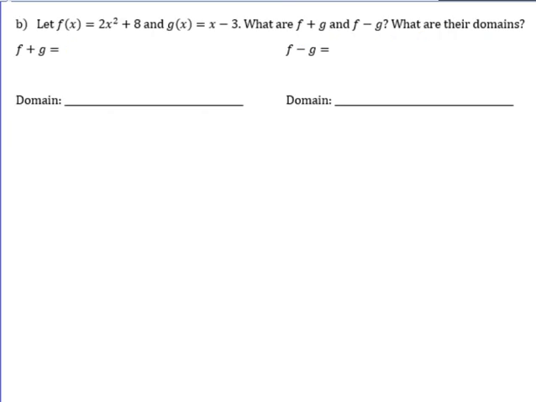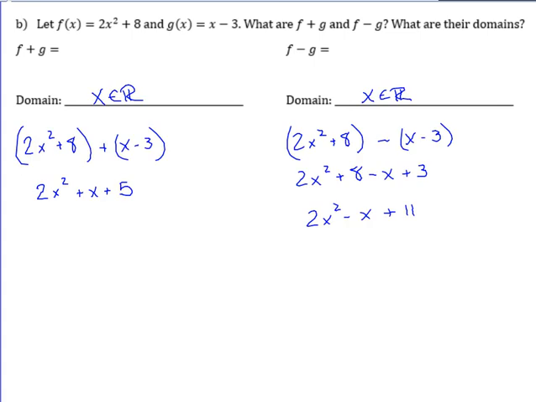Okay, so here's the second example. I want you to pause here and give this a shot on your own. Okay, so there's your solutions for this example. And the domains here are both x is an element of the real numbers because there's no restrictions in either of these graphs. They would be parabolas. They would go left and right forever.